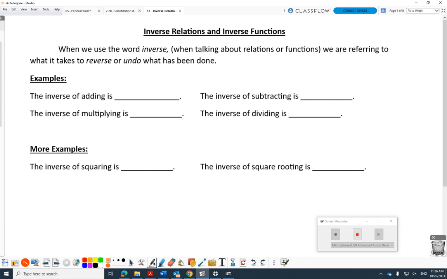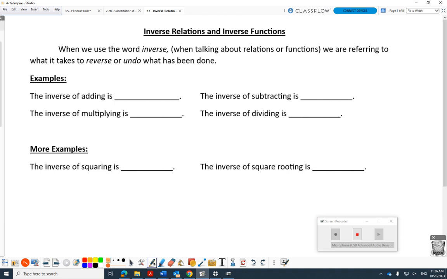When we use the word inverse in math class, when we're talking about relations or functions, and we'll mostly talk about functions, the same thing I'm saying applies to relations as well. So if it's not a function, the same thinking applies. Anyways, we are referring to what it takes to reverse or undo what has been done.